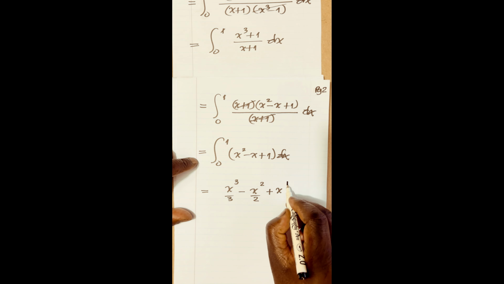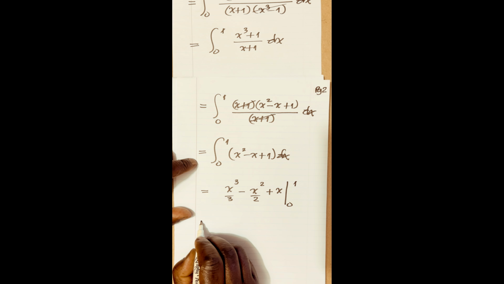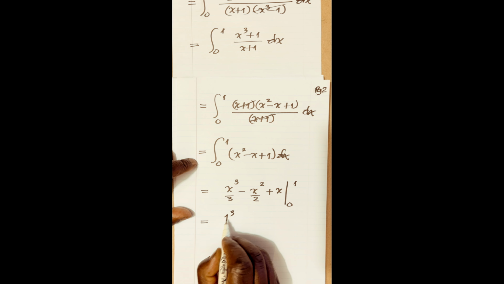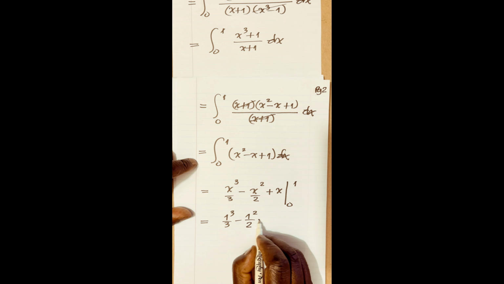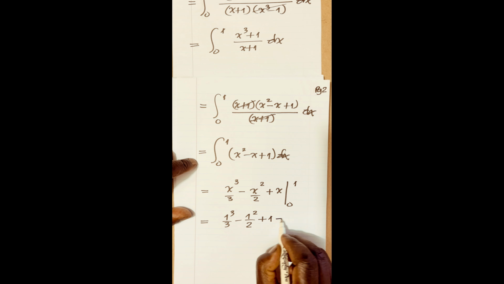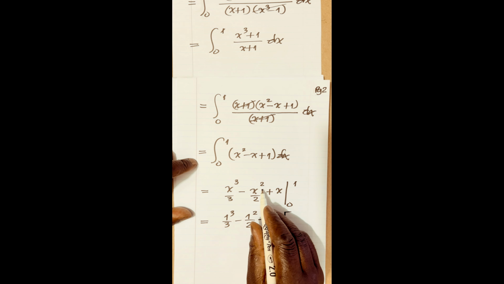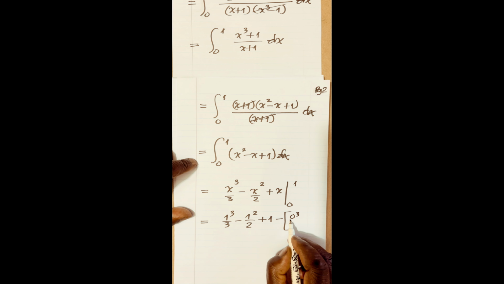And we get x. What are our limits of integration? 0 up to 1. Right, punch in the 1 first. So we have 1 cubed over 3 minus 1 squared over 2 plus 1. And then we have to say minus. Put 0 in there now. 0 cubed over 3 minus 0 squared over 2 plus 0.